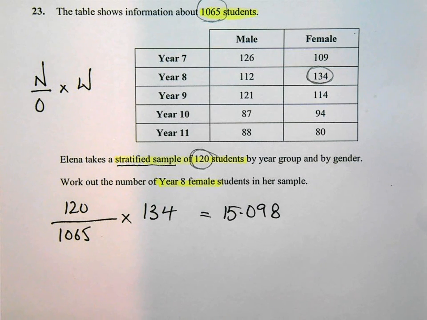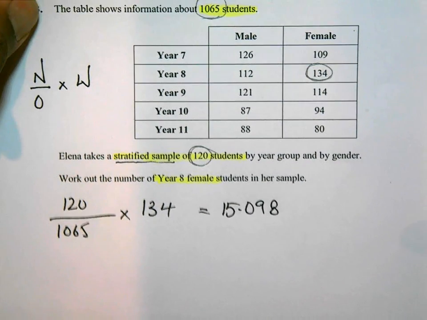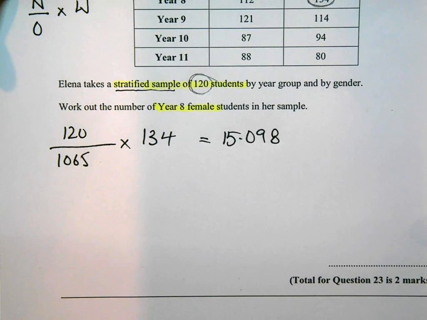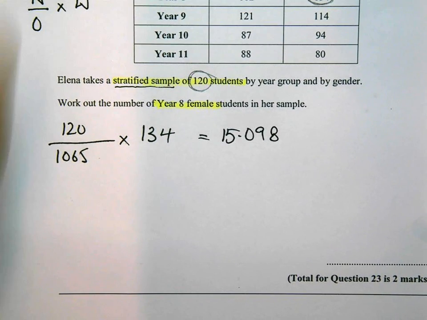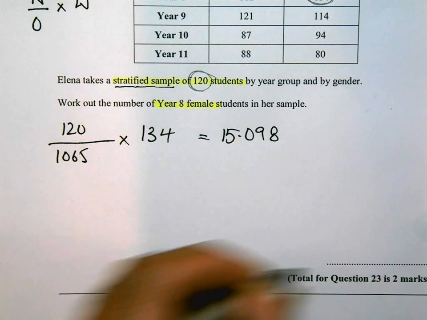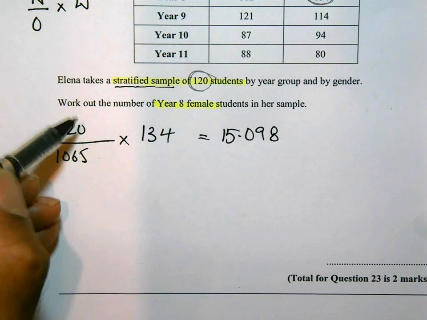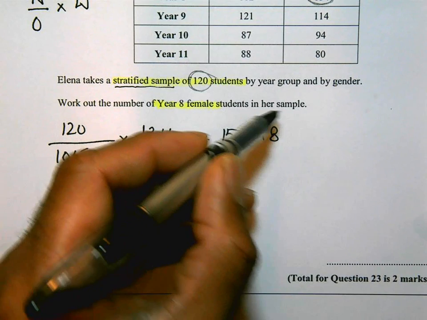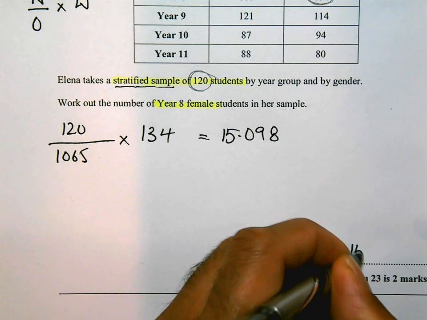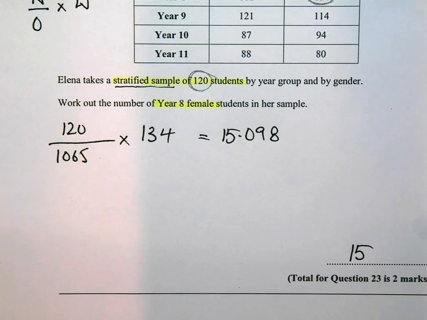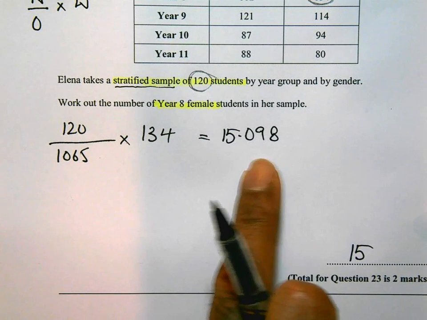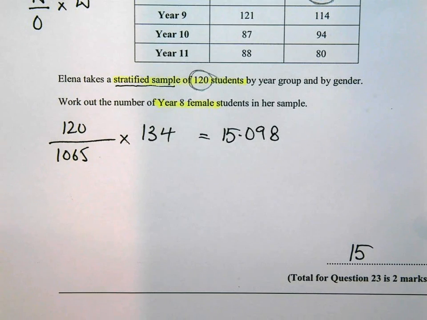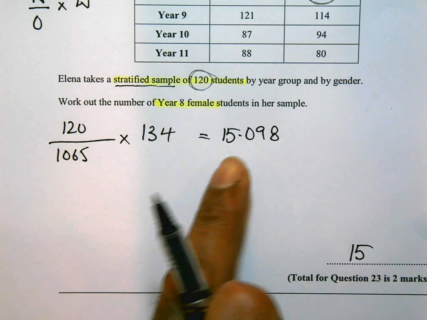If I wrote that as my answer, or I did nothing more, I'd only be getting 1 mark. One of the things to realize with questions on stratified sampling is that you're always dealing with whole numbers, and so the answer, work out the number of Year 8 female students in her sample, she'll need 15 Year 8 female students. She can't have 0.098 of a student. It'll be whole numbers, and in this case we'll round it to 15.